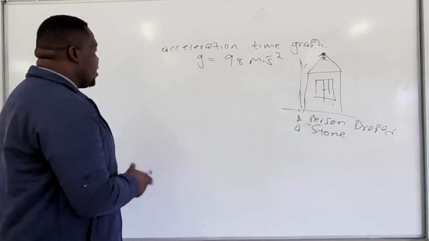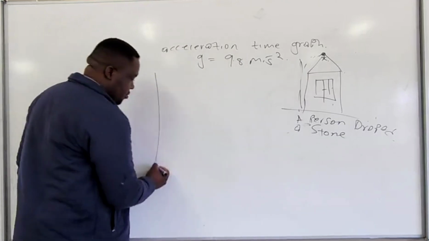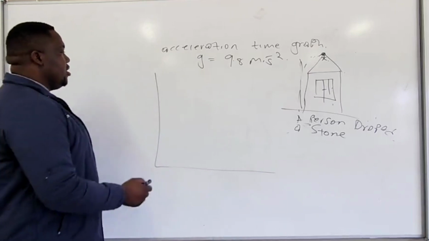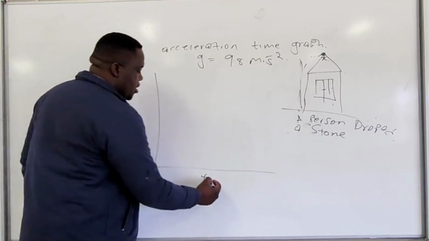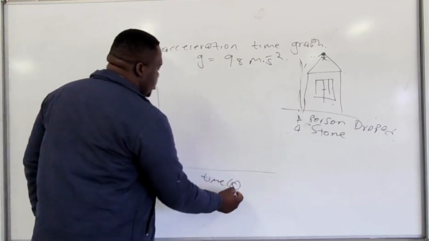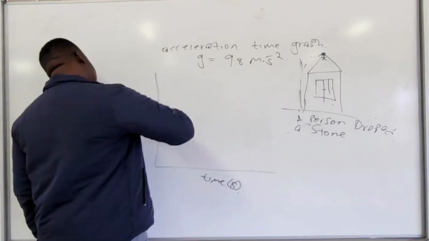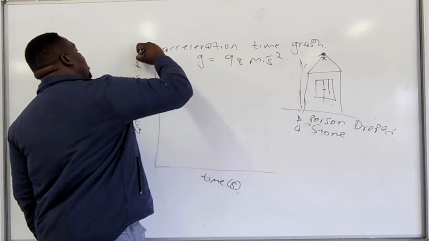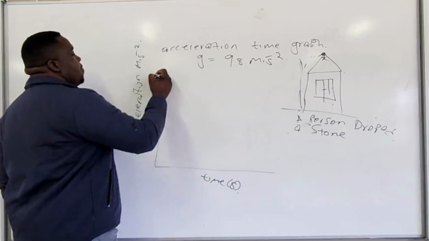The acceleration time graph is easy. If I want to represent that on the acceleration time graph, I'm going to have time here. The time is in seconds. Then here I have acceleration. The unit is meters per second squared.